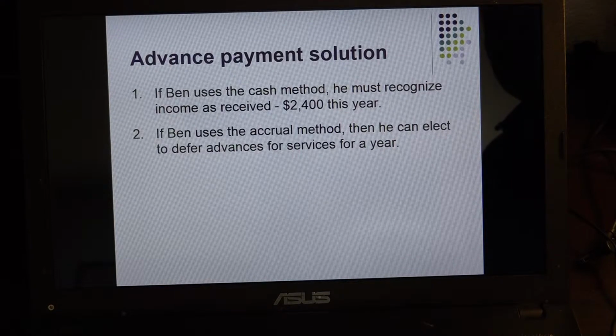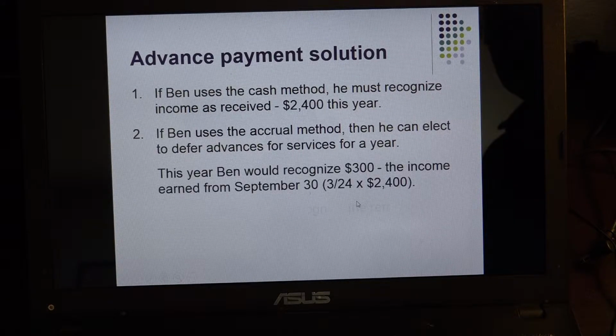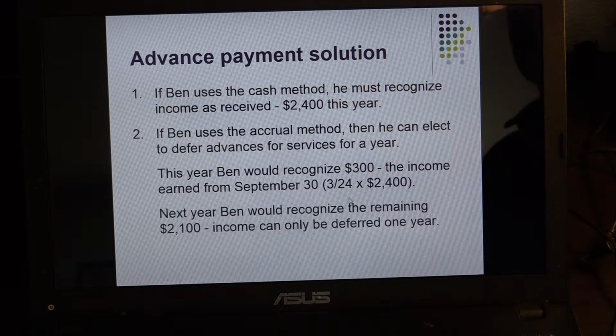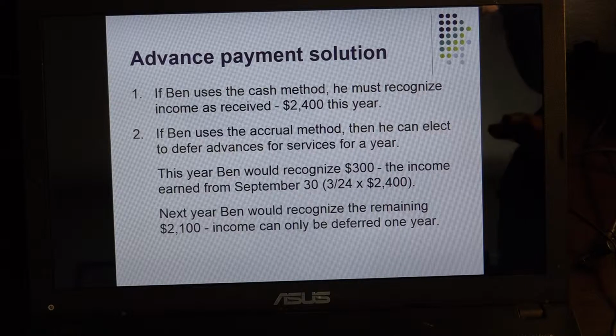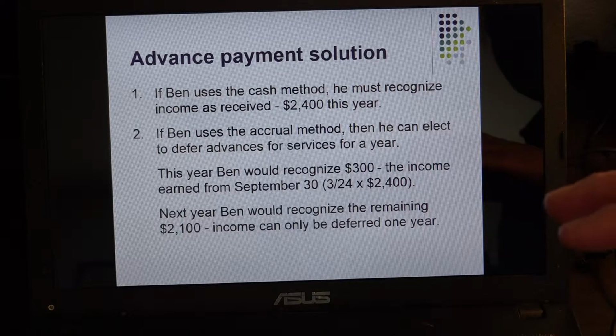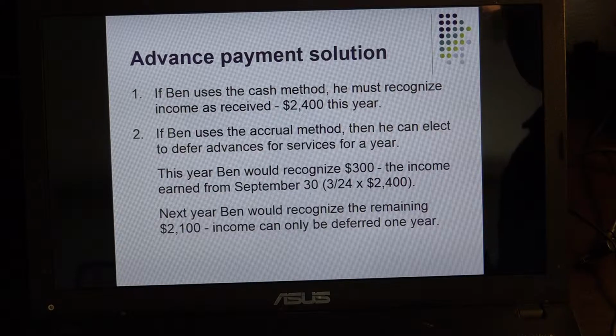So that's what we have here. $300 in that first year for those 3 months, and then $2,100 for the next year.